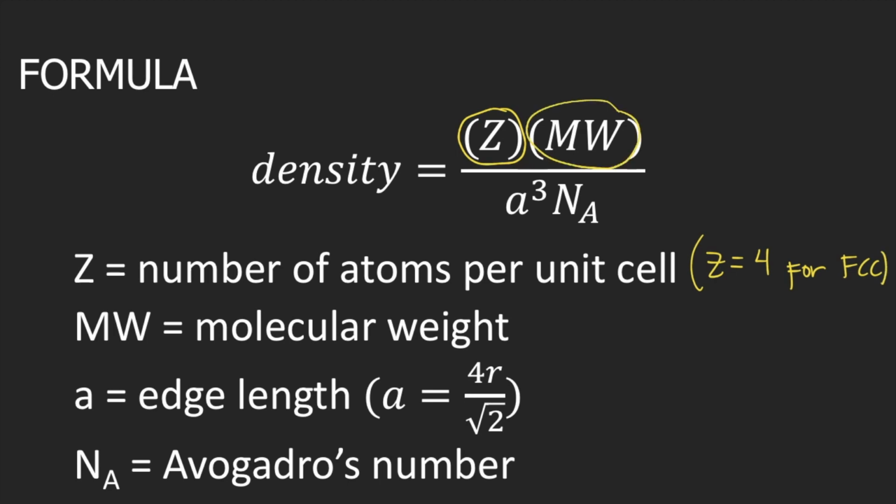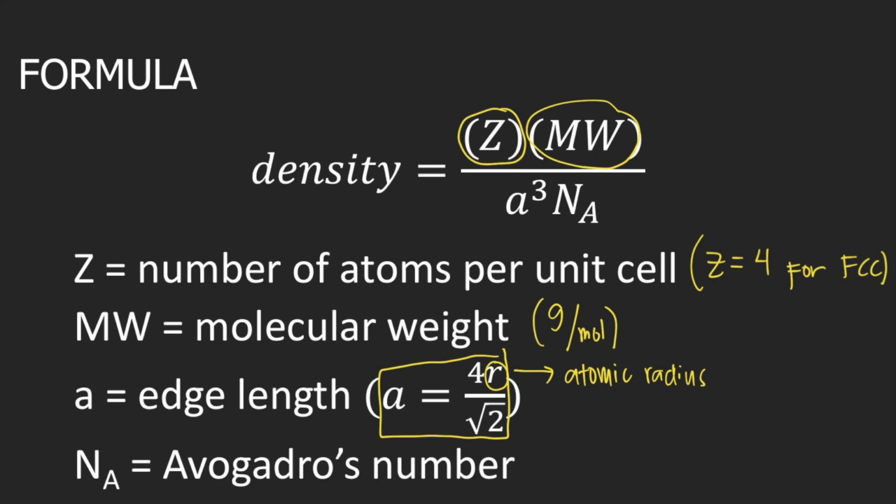MW stands for molecular weight or the molar mass, and the unit is grams per mole. A is the edge length of the unit cell, and the formula for edge length is also dependent on the structure of the unit cell. So it's different for FCC, for BCC, etc. For FCC, you can compute the edge length using this formula: A is equal to 4R divided by square root of 2. R is the atomic radius, or the radius of the atom. I made a separate video on solving for edge length. You can check the video using the link in the description box. And we have NA. NA stands for Avogadro's number, 6.022 times 10 raised to 23 per mole.